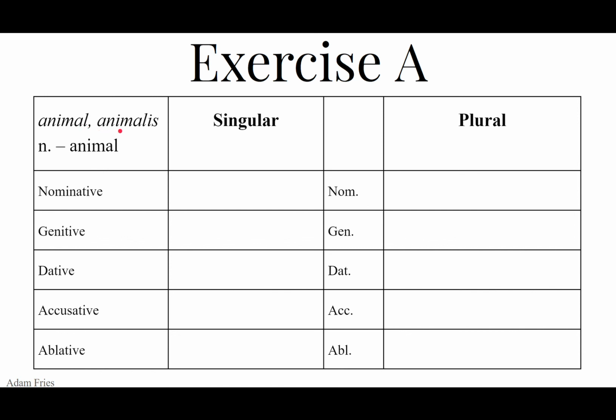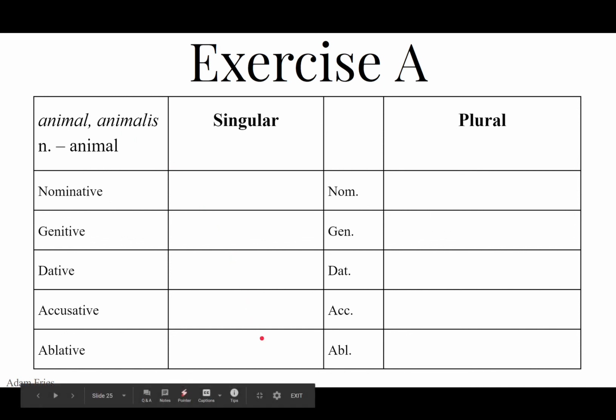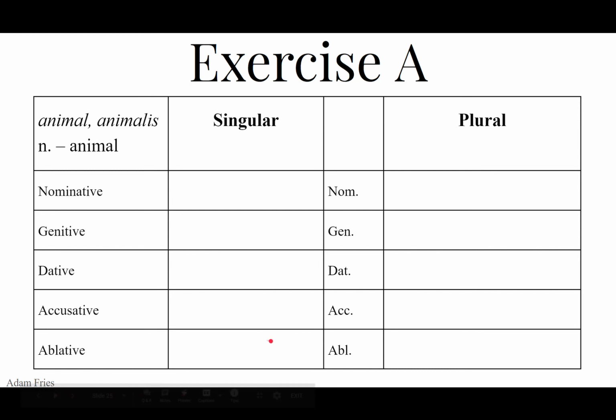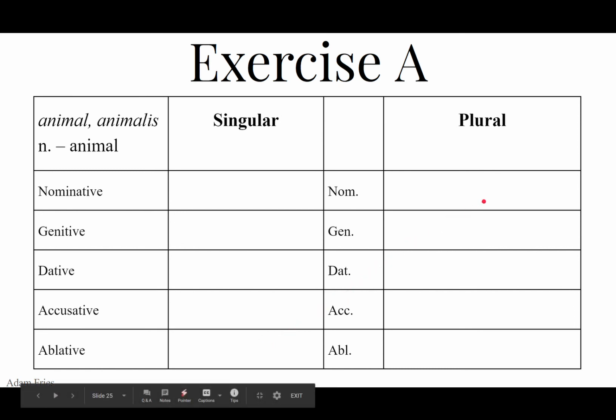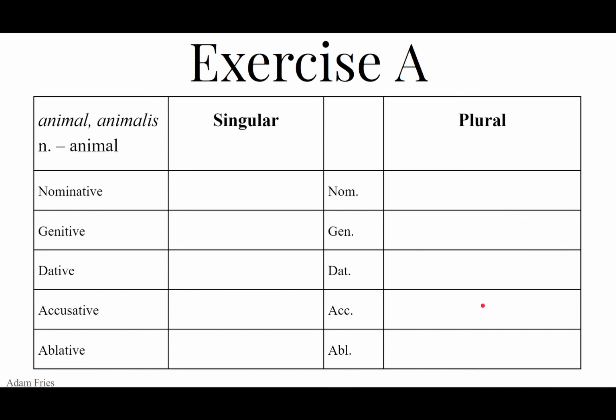Third declension, neuter I-stem. That means that its ablative singular will end in the letter I, so it will be animali. The nominative and accusative plural will end in -ia, so animalia. And then the genitive plural will end in -ium, animalium.